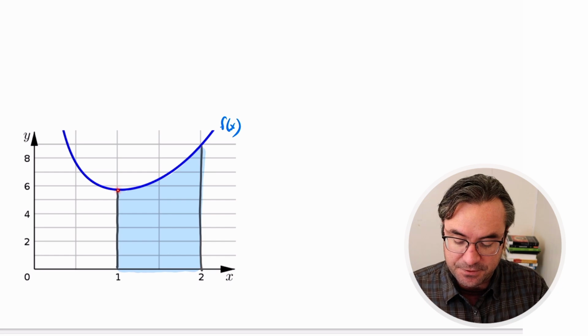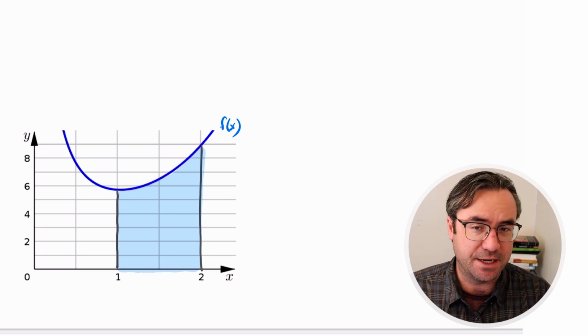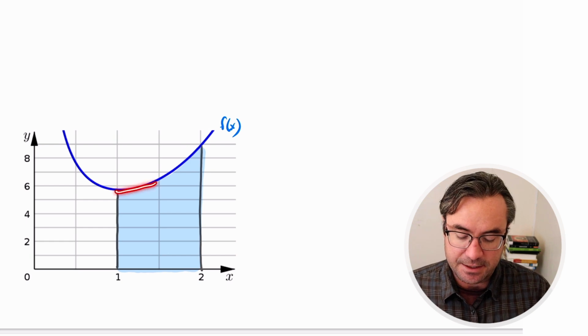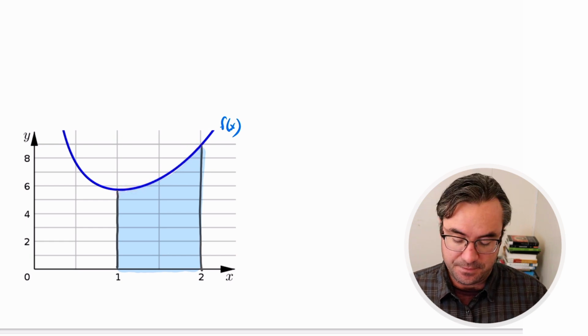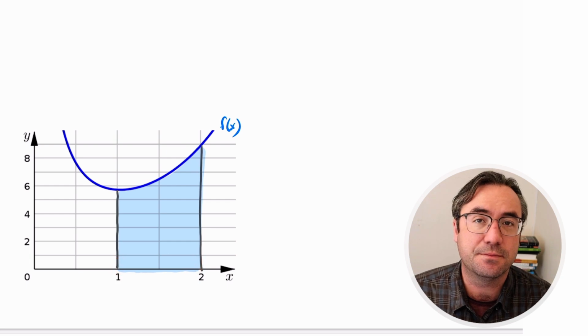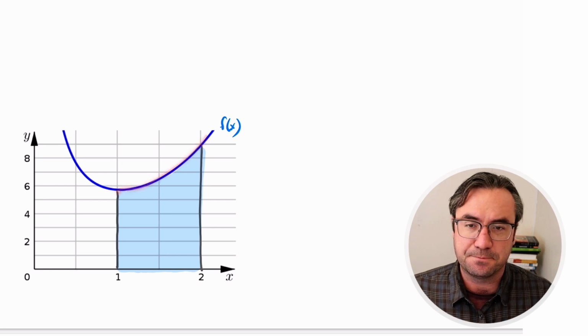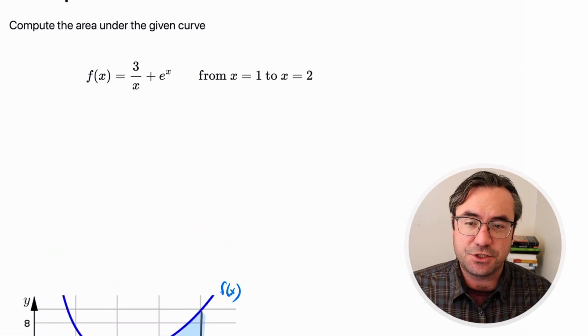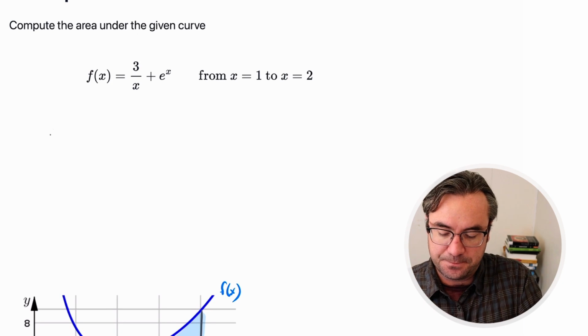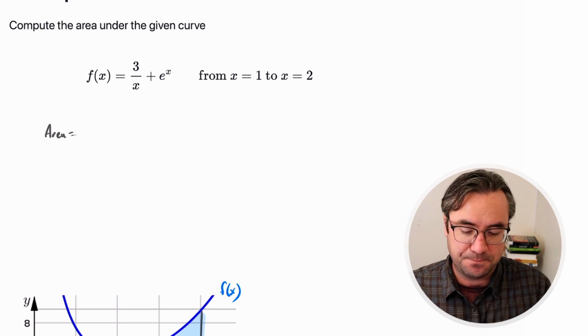And what we see is that this graph does not have any jumps or breaks in it. And it's above the x-axis on this section of the x-axis. Going from 1 to 2, the graph is above. So what we can do is just integrate. So to get the area, we're just going to set up the definite integral.